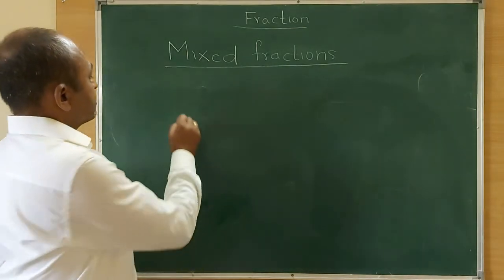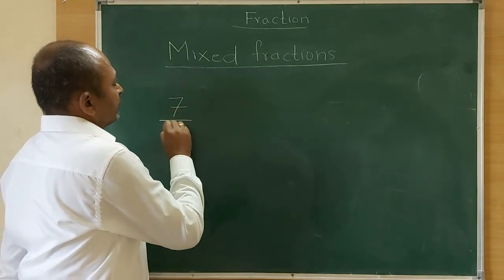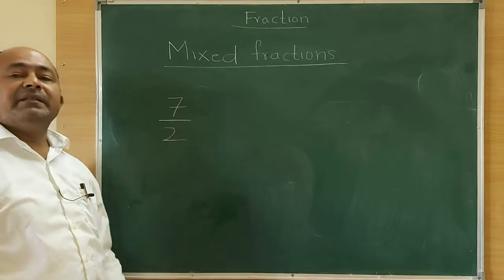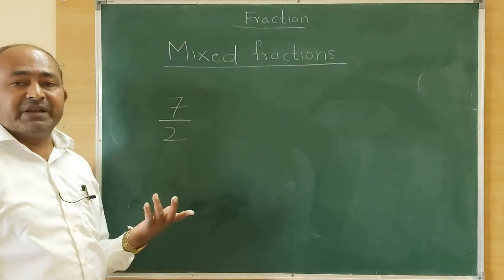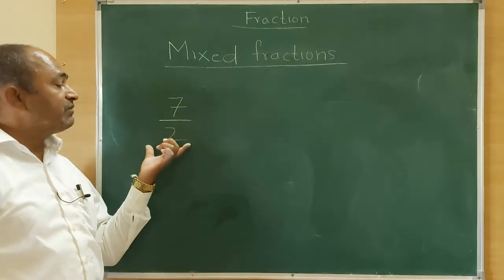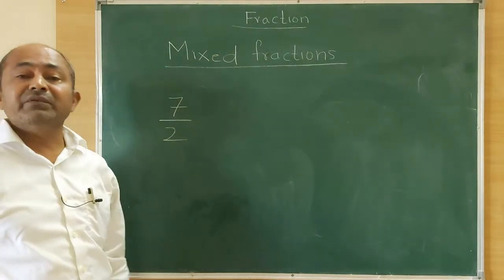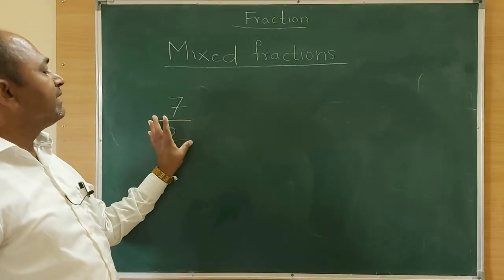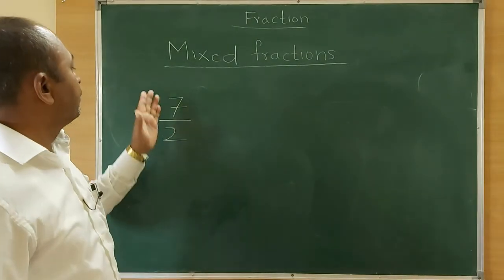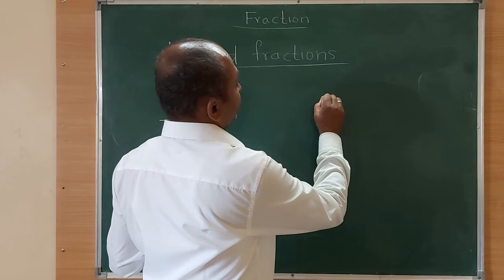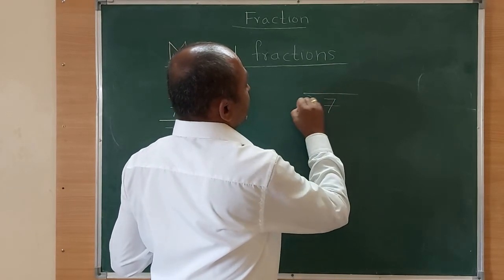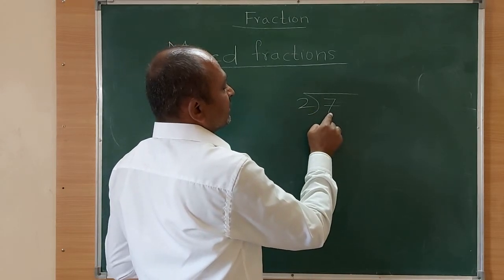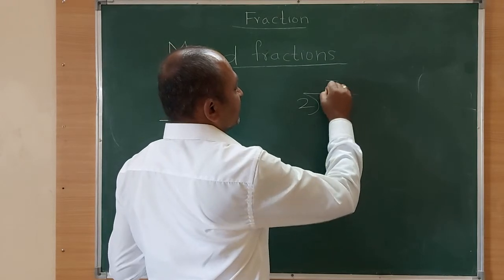One more example I will take of a mixed fraction: 7 upon 2. Here the numerator is greater than the denominator, so it is an improper fraction. This means the value of this fraction is surely greater than 1, so it definitely has an integer part and a fraction part. 7 upon 2 means 7 divided by 2. 2 ones are 2, 2 twos are 4, 2 threes are 6.